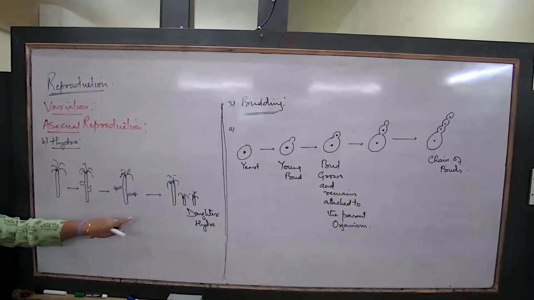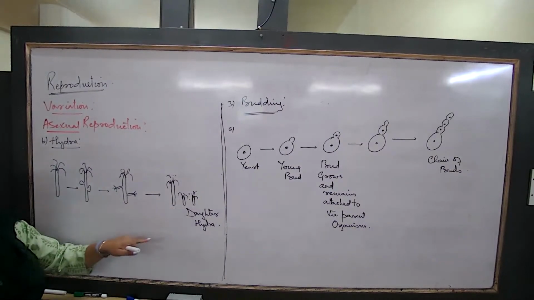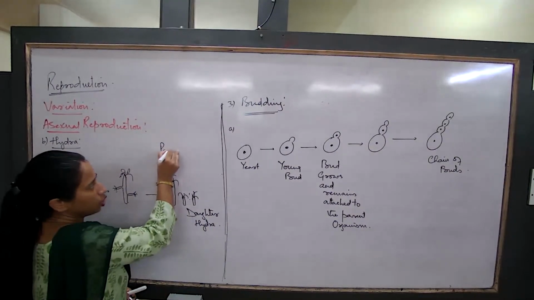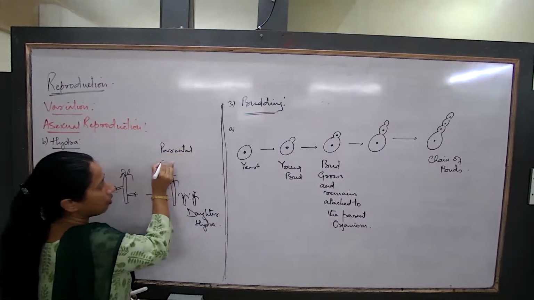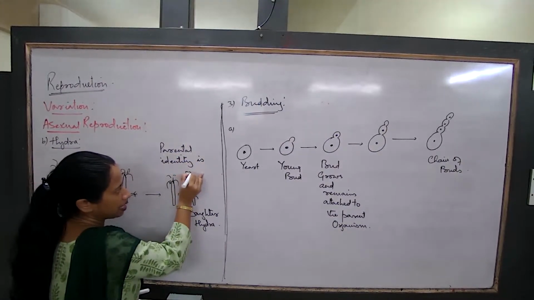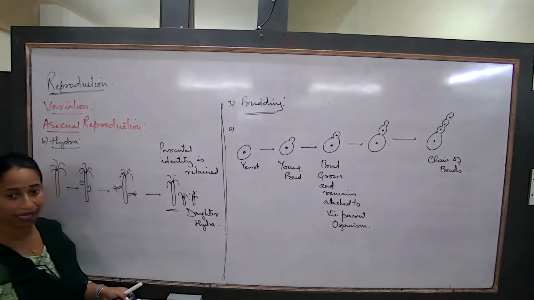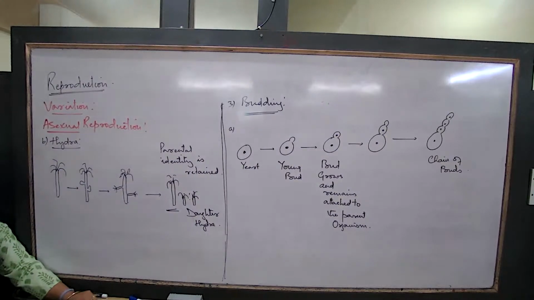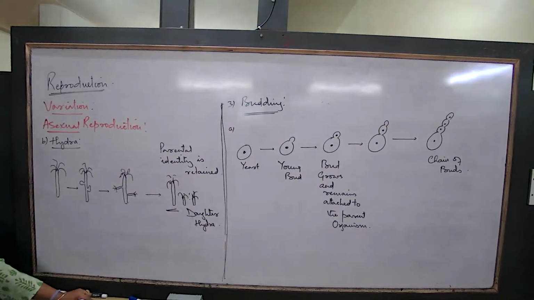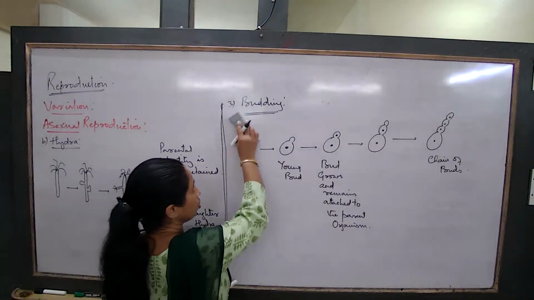Parental identity. Here, these are the new generation organisms and the parents still there, no? So what is this feature known as? You will have to write differences like this. The parental identity is maintained or retained. It is still there. The parent is still there. In case of fragmentation, parental identity is not there. Lost. In case of fission, lost. So budding is one such method where we understand the parental identity is maintained. So that is about budding.